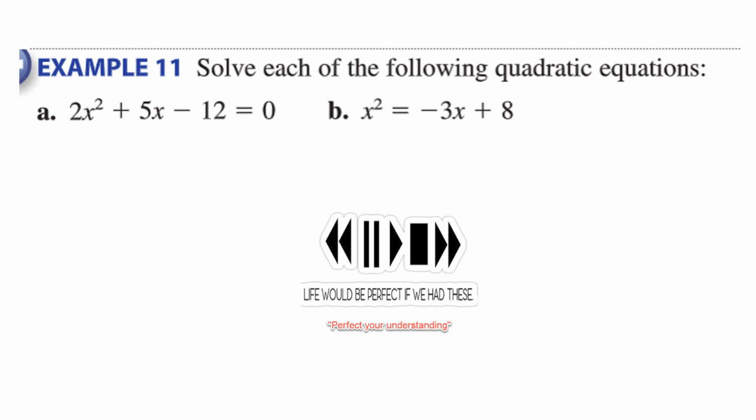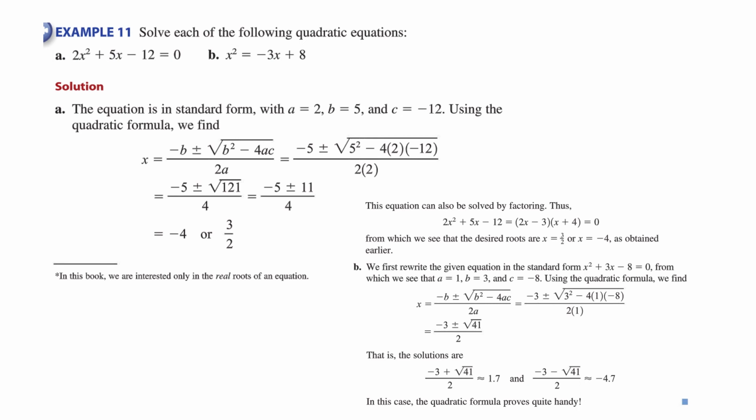So here's an example for you to do. You want to solve these quadratic equations. Let's see how you did. So the first one is in the standard form. So a is 2, b is 5, and c is minus 12. So we use the formula, simplify things carefully, and we get minus 5 plus or minus 11 over 4. We should complete the calculation. We find that x is equal to minus 4, or x is equal to 3 over 2. You also could have factored it and said each factor equal to 0. You would get the same answer.